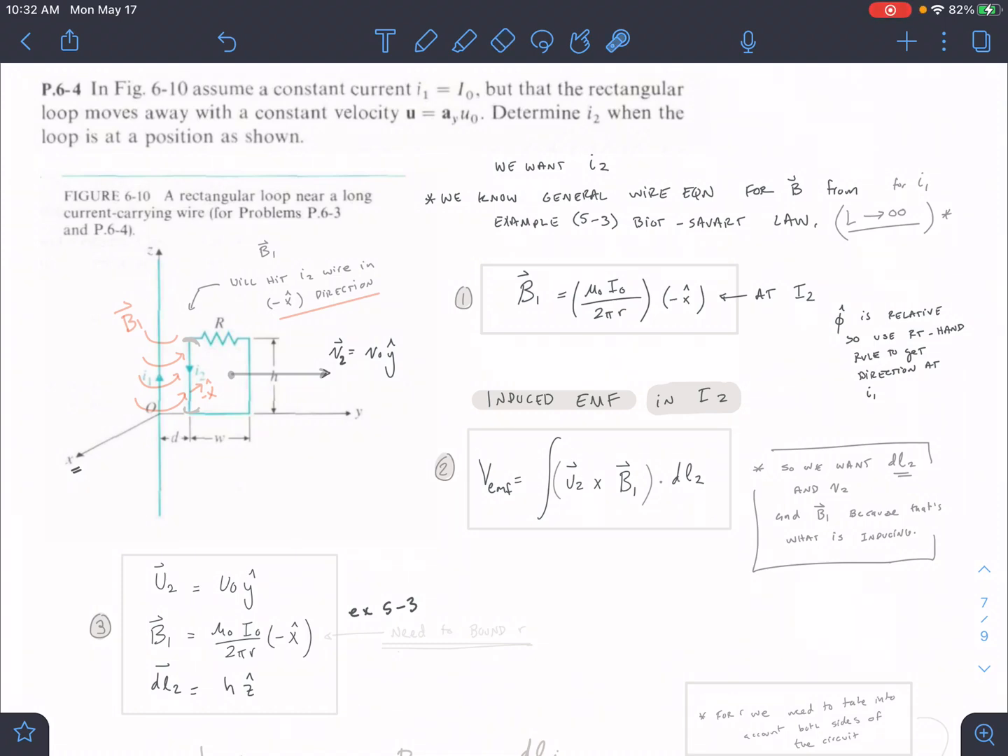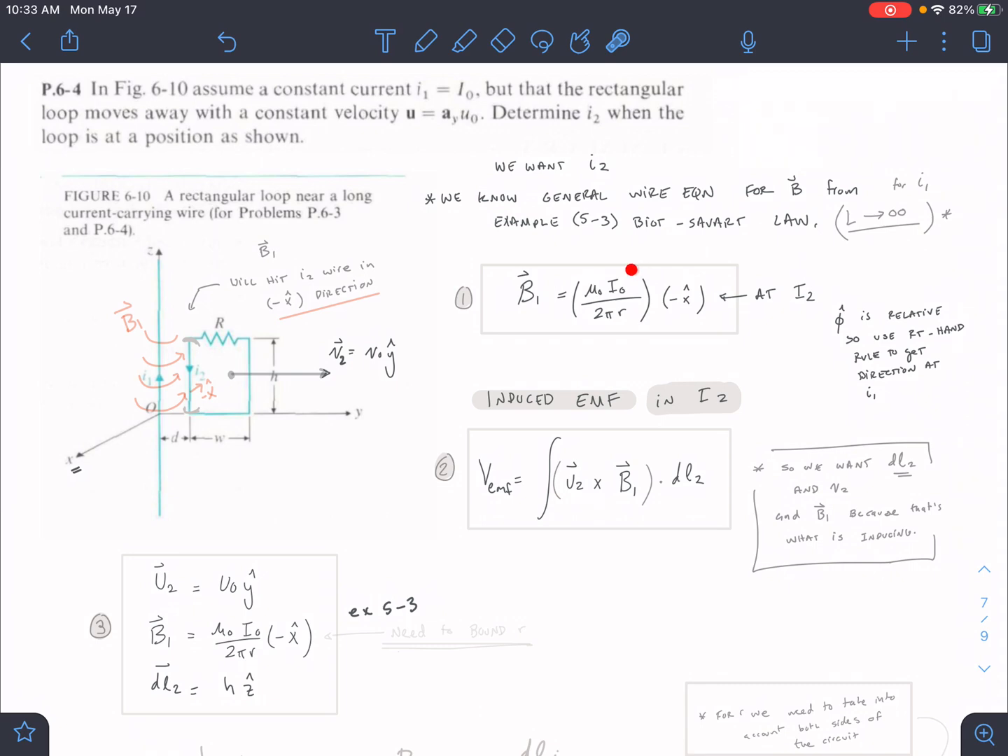Okay, so this is problem 6.4. In this problem, we have a current carrying wire, and then we have a rectangular circuit next to it. The rectangular circuit is moving away from the current carrying wire, and it has a constant velocity in the y hat direction, and we're asked to figure out I2. So we have a current carrying wire, and when we have that current carrying wire, we have a B field.